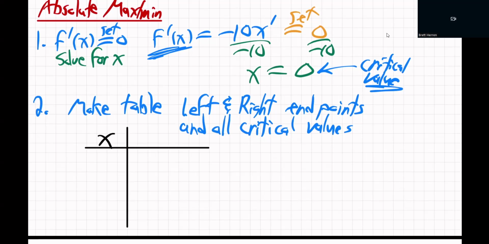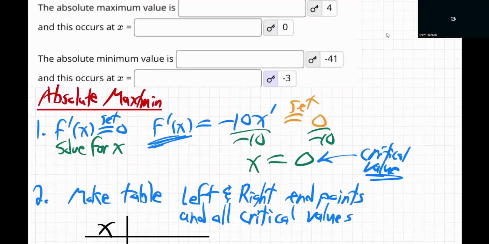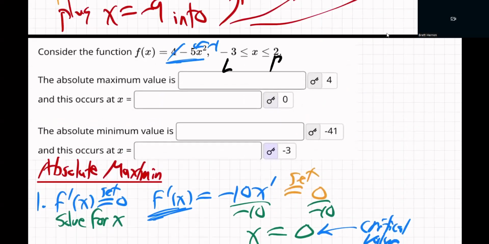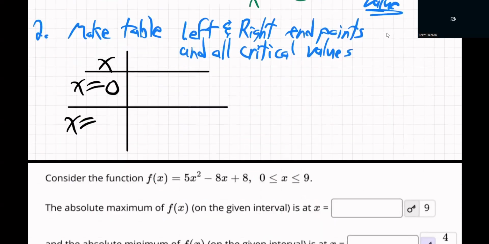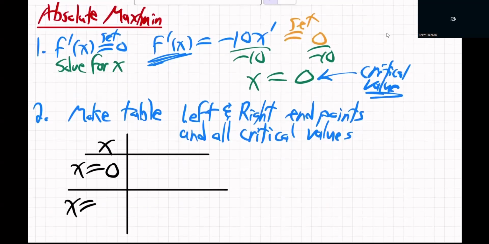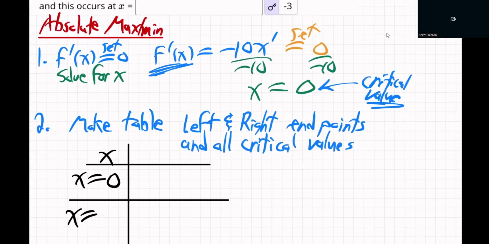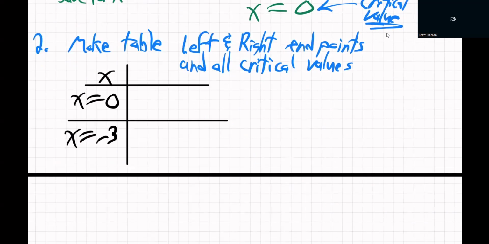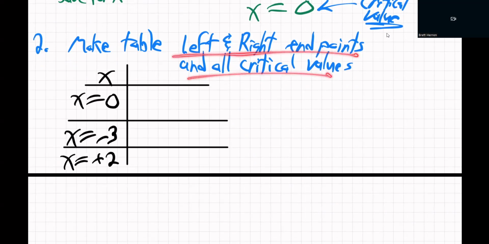So I'm going to make a table, and I'm going to take the different x values. x equals 0. And the two endpoints. This is the left, this is the right: negative 3 and positive 2. Any order doesn't really matter. You're just going to make a table with the left and the right endpoints and all critical values.